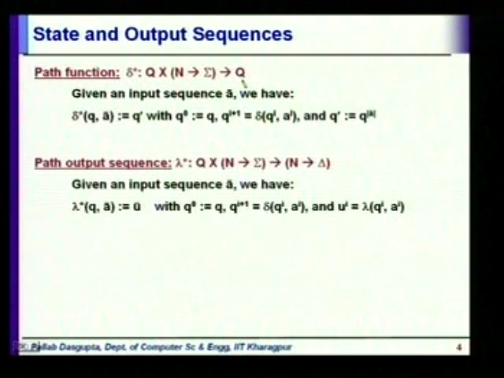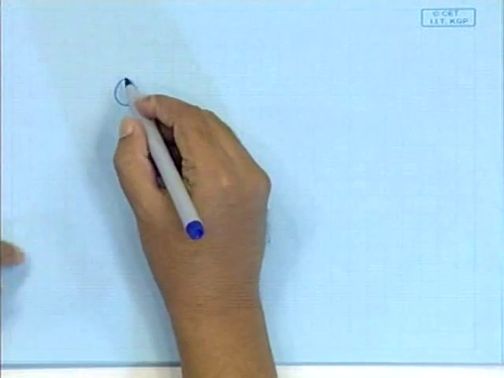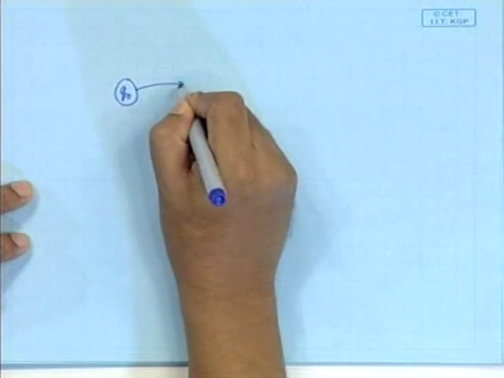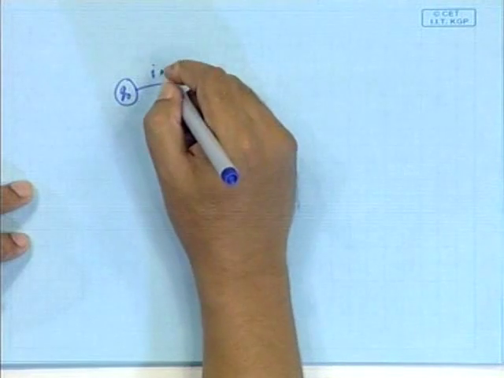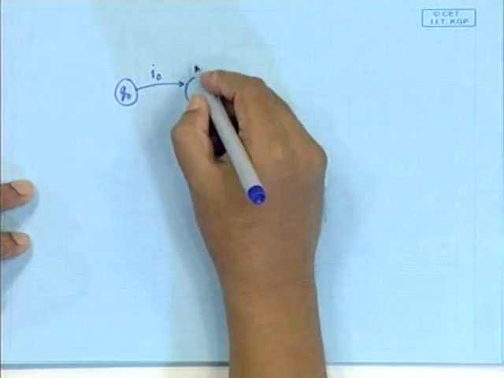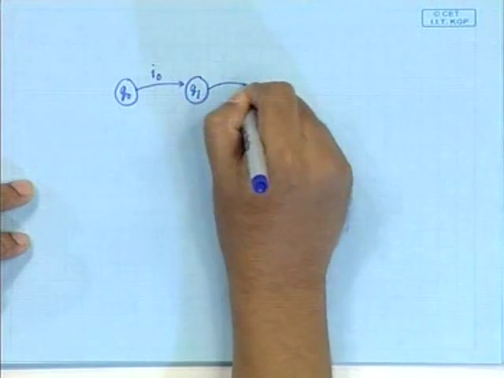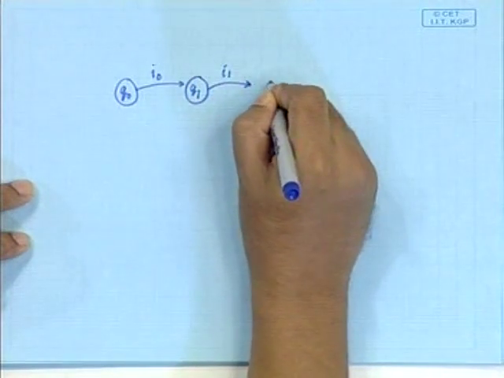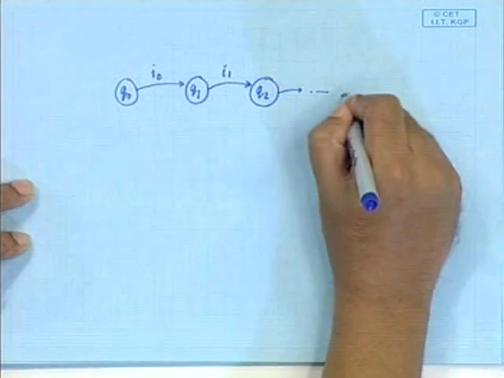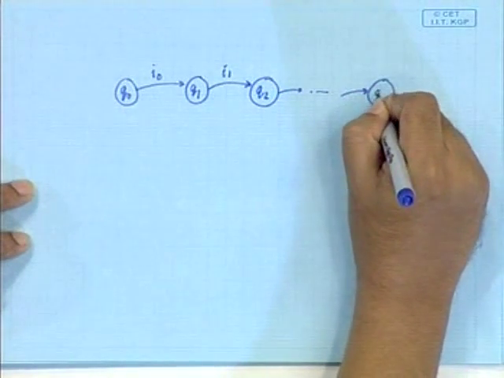So, what does that mean? When we are in a particular state of the state machine, let us say this is q0, and I give some input, this takes me to q1, then I give some input I1, it takes me to q2, and like this, and then I reach some q dash.